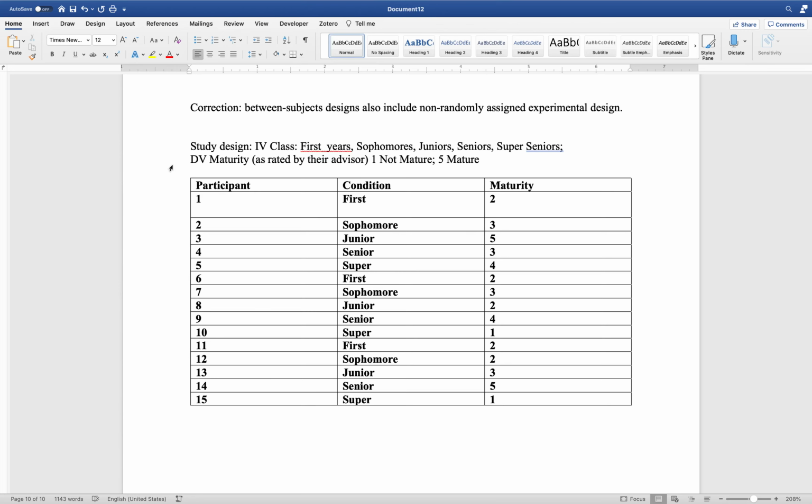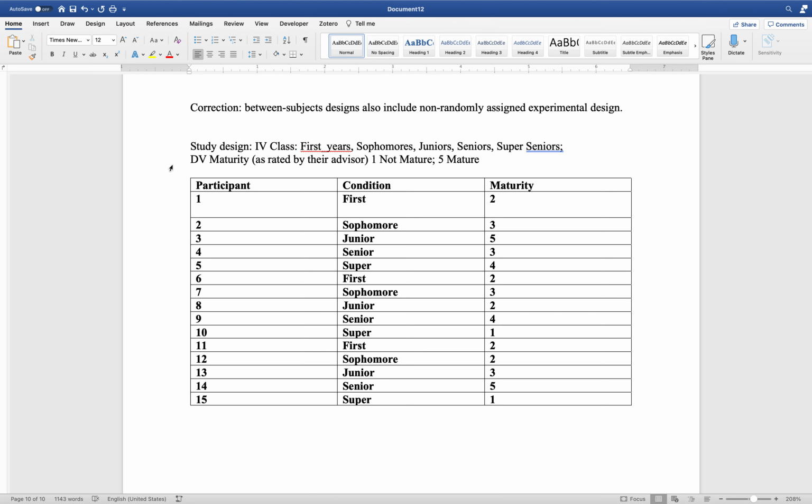So this is your homework problem. I did kind of misspeak a little bit. I said between subjects designs, participants were randomly assigned to conditions. That's not always true. Sometimes you have quasi-experimental designs, like the design today. You would still use an ANOVA on this problem.